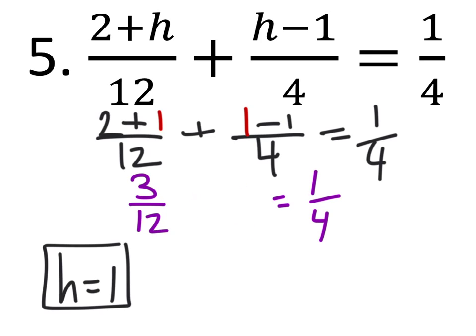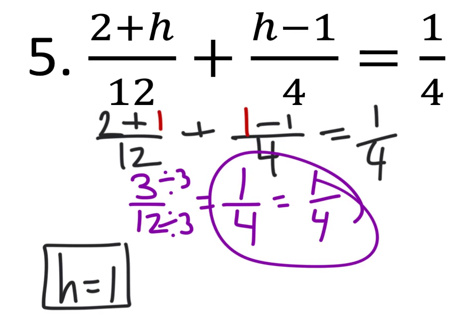We can just get rid of that there. So does 3/12 equal 1/4? Well, let's divide 3 by 3 and 12 by 3 and find out. 3 divided by 3 is 1. 12 divided by 3 is 4. And looks like we've done that correctly. So h actually is 1.